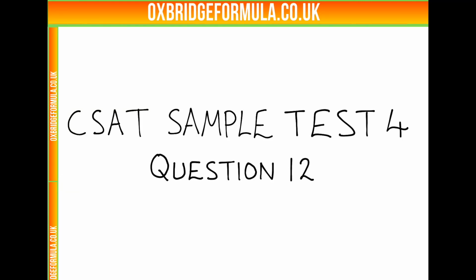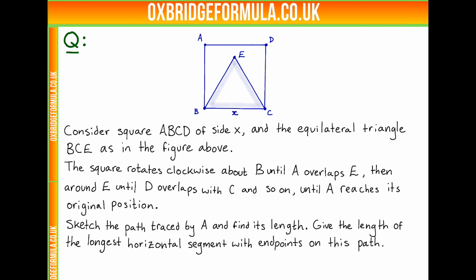This is CSAT Sample Test 4, Question 12. The question is as follows. Consider square ABCD of side X and the equilateral triangle BCE as in the figure above. Here. We're told that the square rotates clockwise about B until A overlaps E, then around E until D overlaps with C, and so on, until A reaches its original position.